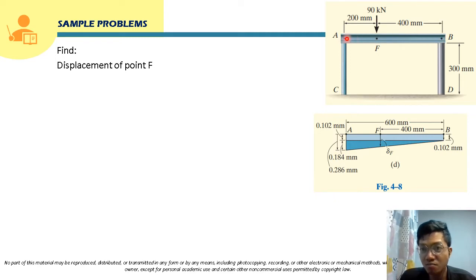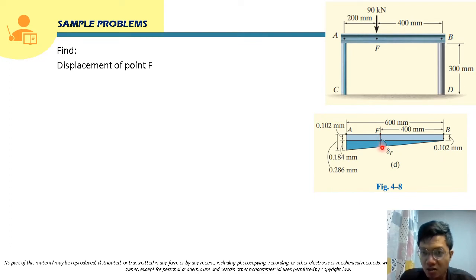So this is a rigid bar. This will be displaced this way, and this will be displaced this way. So point F will be displaced from this point to this point. We are going to connect the new location of point A and the new location of point B. If we connect them, this point F will be displaced somewhere here at this point.